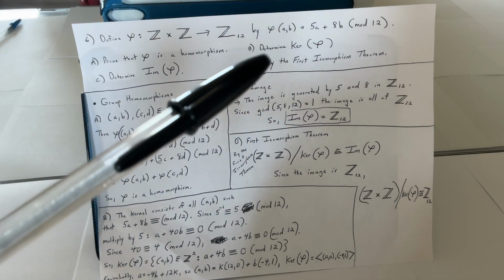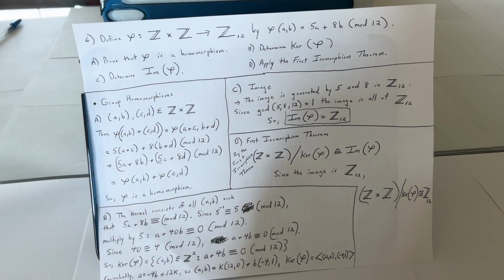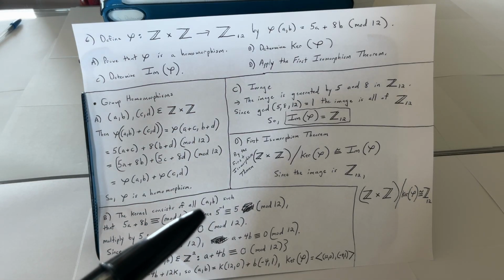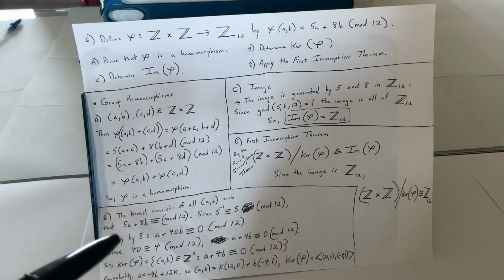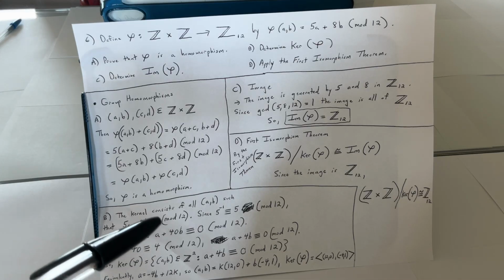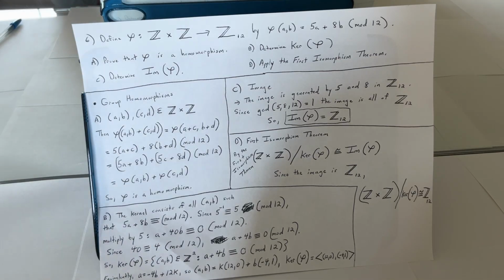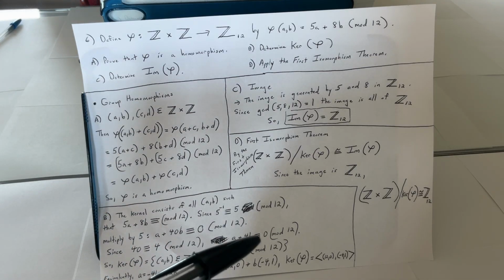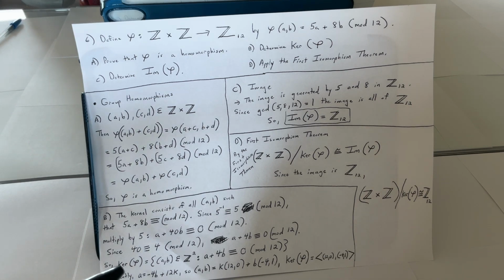Part B, determine the kernel of phi. So the kernel consists of all (a, b) such that 5a + 8b is congruent to 0 mod 12. Since 5 inverse is congruent to 5 mod 12, we multiply by 5 here: a + 40b is congruent to 0 mod 12. Since 40 is congruent to 4 mod 12, a + 4b is congruent to 0 mod 12. So the kernel of phi equals the following set.